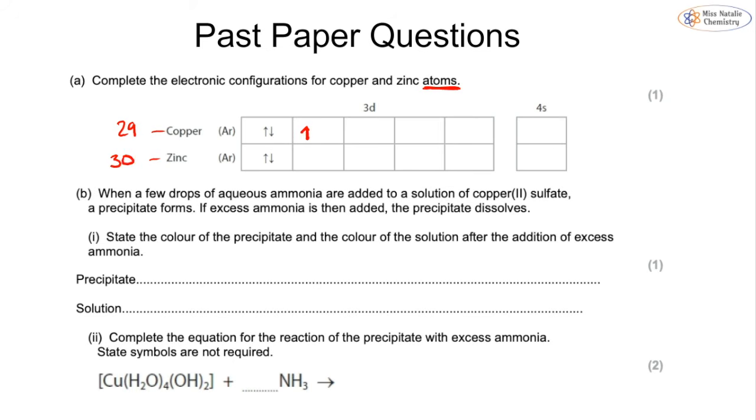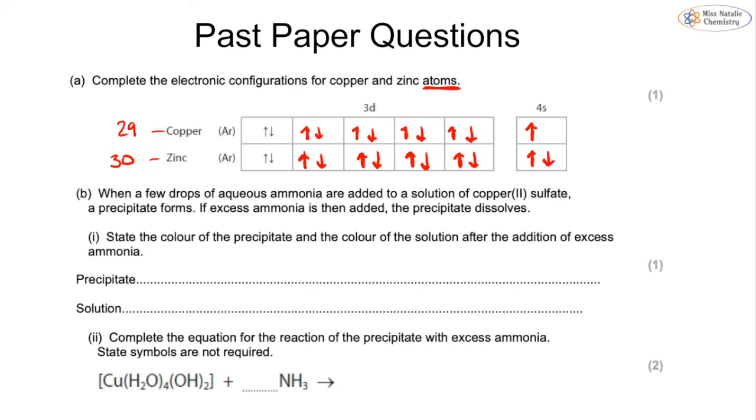Both of them have completely filled 3d orbitals, but copper is that exception where it only has one electron in the 4s. And zinc also has a completely filled 3d orbital, but the biggest difference is it has 2 electrons in that 4s subshell.